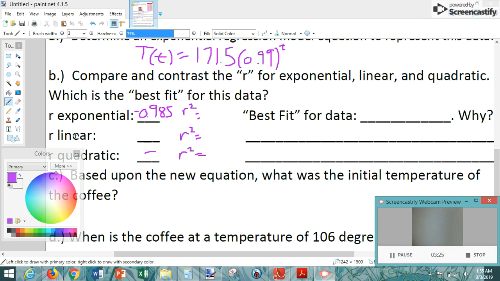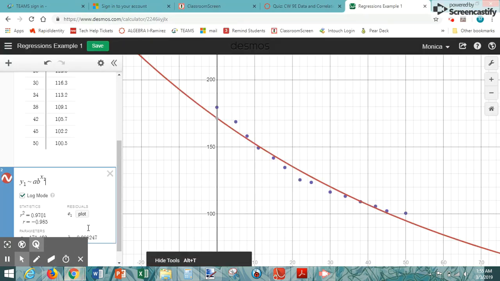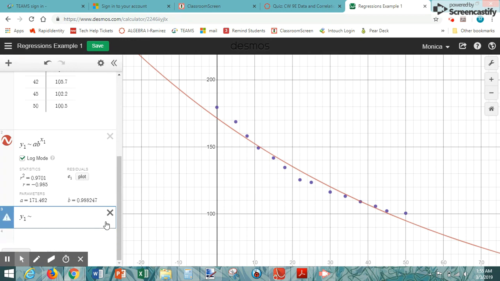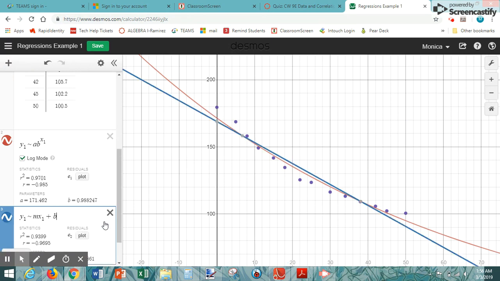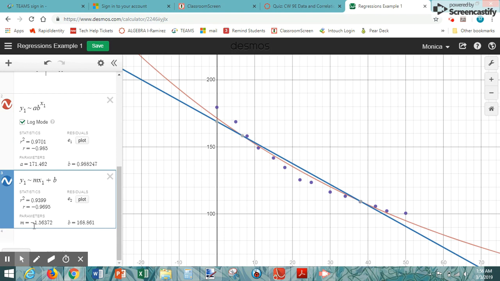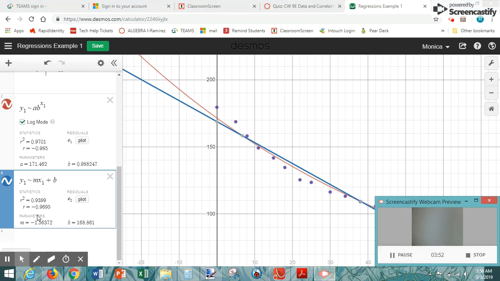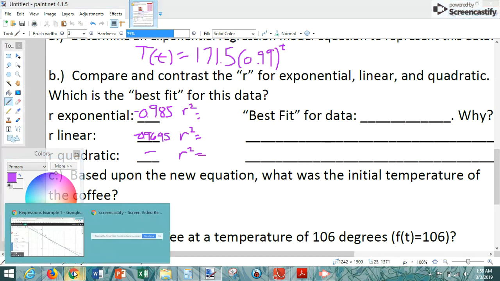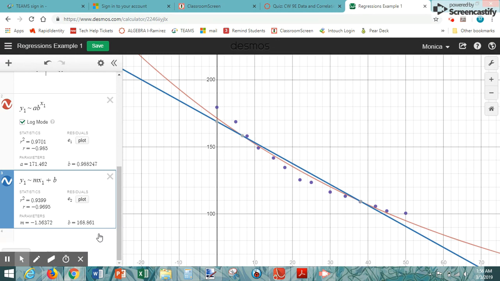Okay, let's find the linear regression and the quadratic regression. So to do that, we just press y1, similar to m times x1 plus b. So that's our linear. Let's go ahead and record our mx plus b in here. And our R is negative 0.9695, and our determination coefficient is 0.9399.